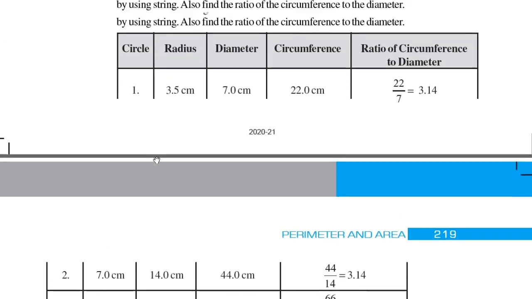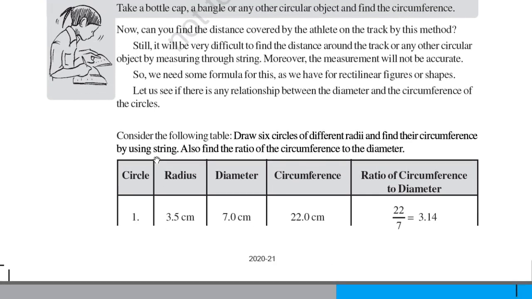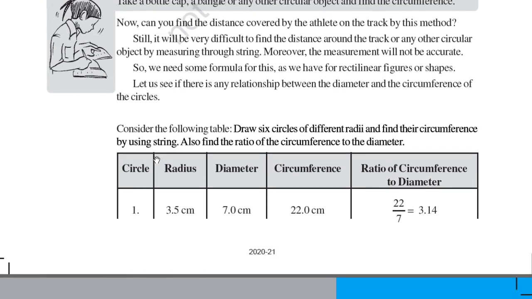So let's see this. Now you can find the distance covered by the athlete on the track by this method. Still, it will be very difficult to find the distance around the track or any other circular object by measuring through string. Moreover, the measurement will not be accurate. So we need some formula for this, as we have for rectilinear figures or shapes.